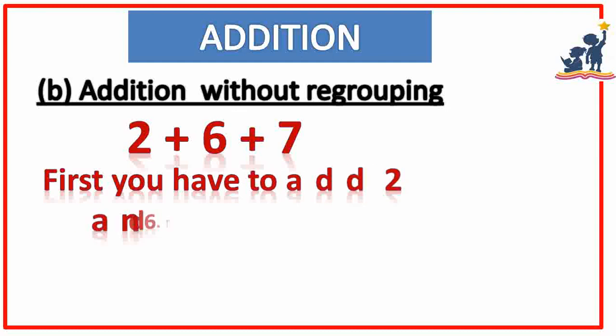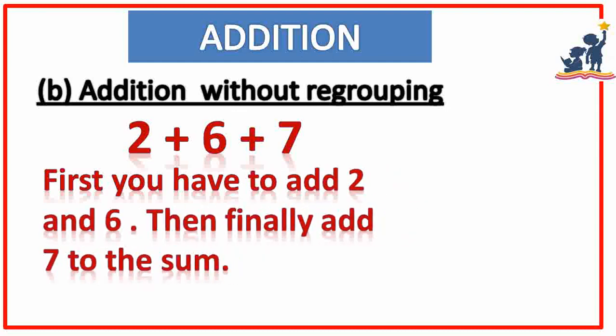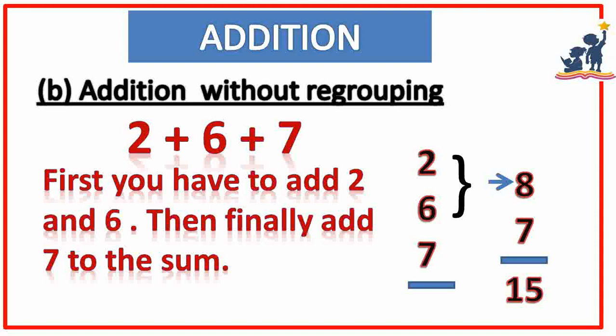B, addition without regrouping. 2 plus 6 plus 7. First you have to add 2 and 6. Then finally add 7 to the sum. You can see in the solution.